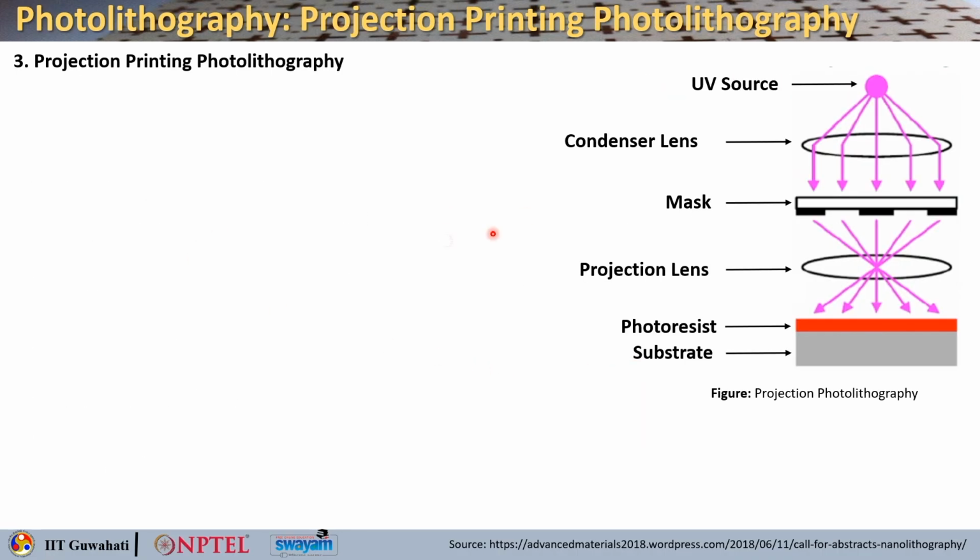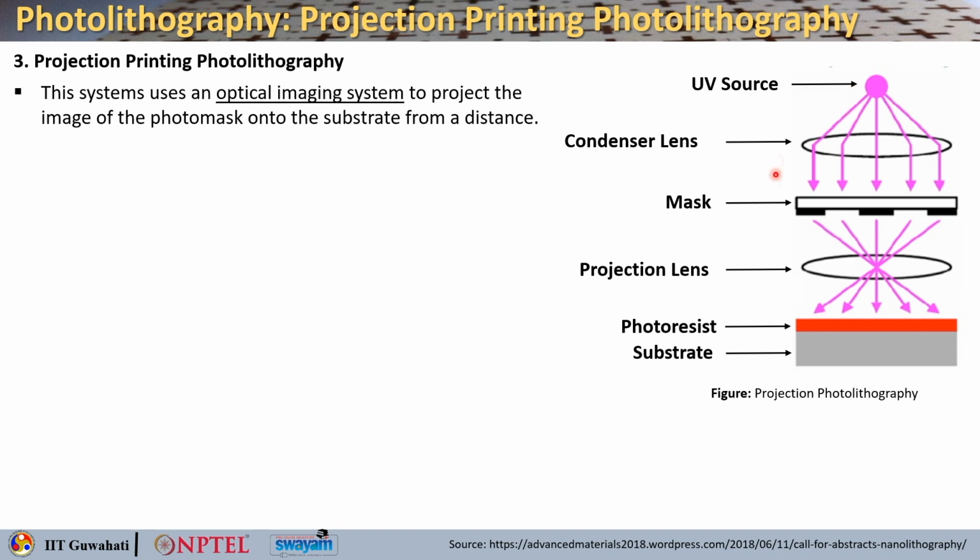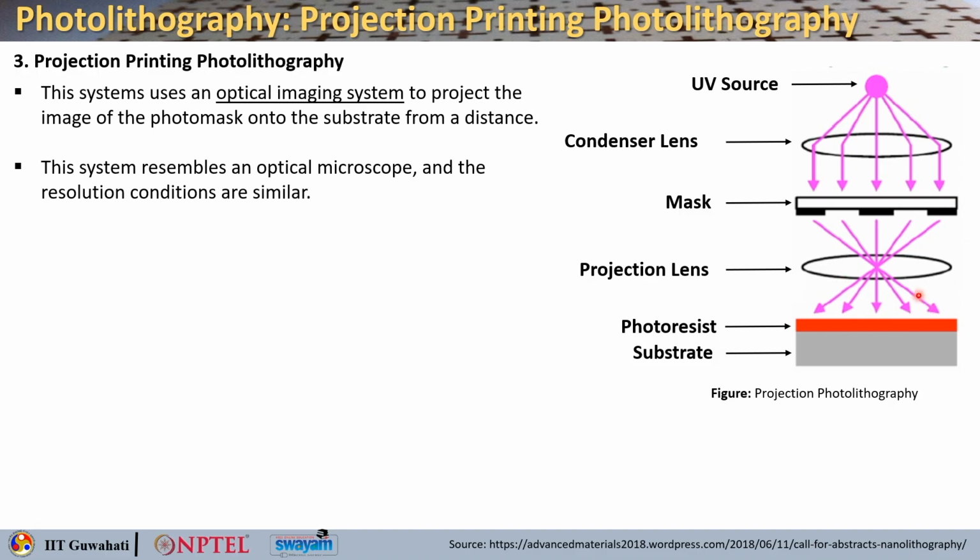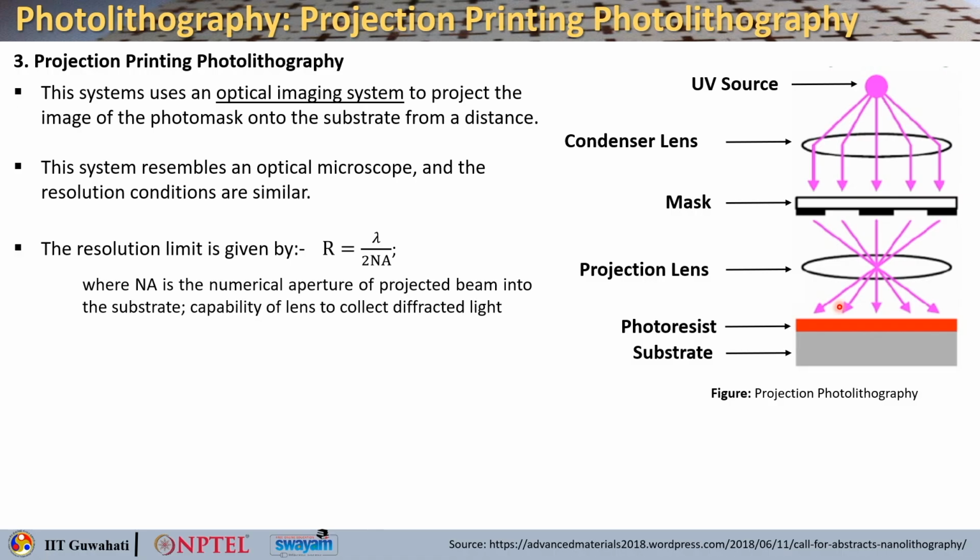The third one is projection printing lithography. Here you have the mask, up to this point the same. Then you have a projection lens. This is the new optical imaging system used in this method to project the image of the photomask onto the substrate from a distance. This is just like an optical microscope, and the resolution conditions are also very similar.